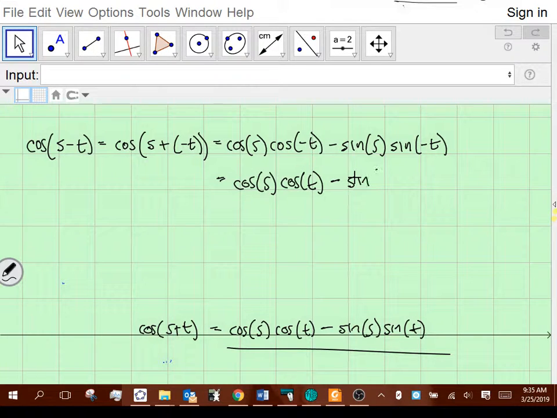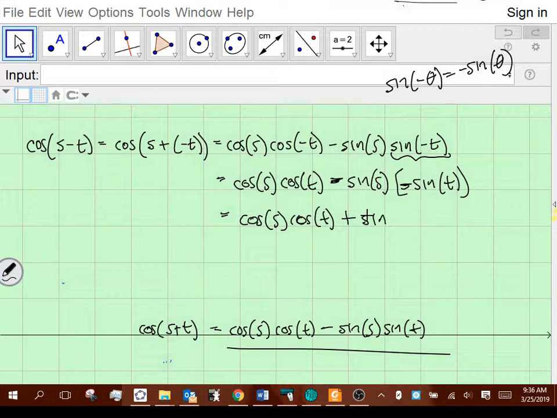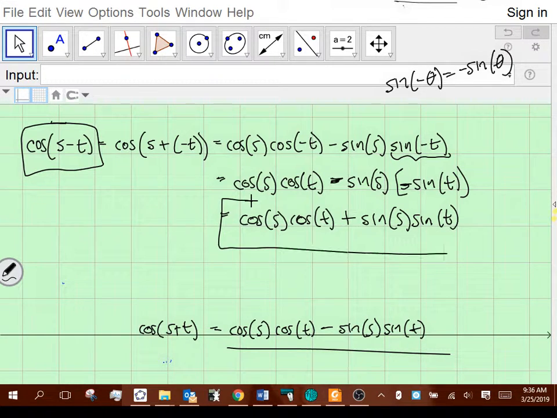Minus sine of s. Now this thing here, the sine of a negative angle, we know the sine of negative theta is equal to negative sine of theta, right? So that thing turns into minus sine of t, or the opposite of sine of t. And now I got a negative times a negative. What's that turn into? Positive. So that's plus sine s, sine t. And that's the reason then when I start with the minus there, a difference in the cosine, it turns into a sum in the expanded side of the formula.